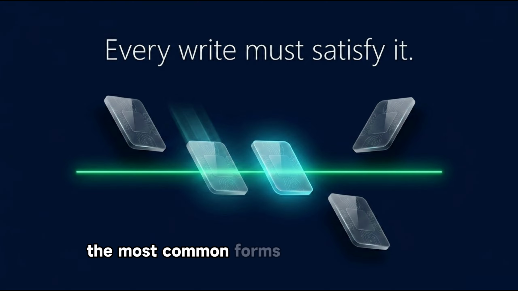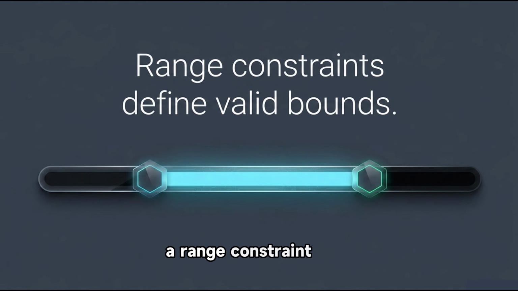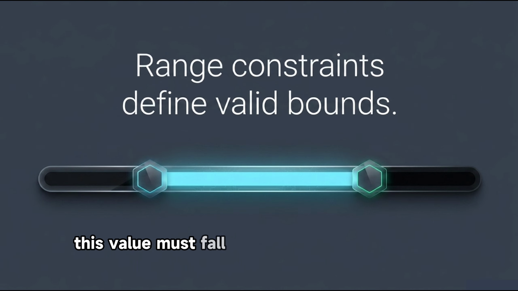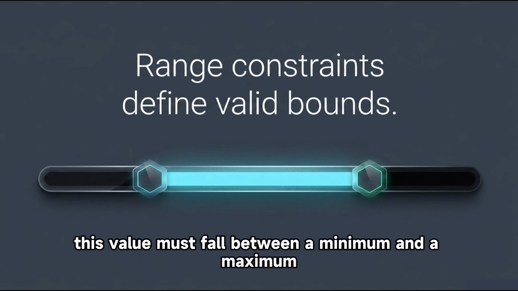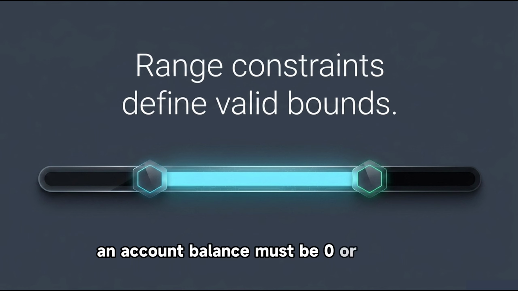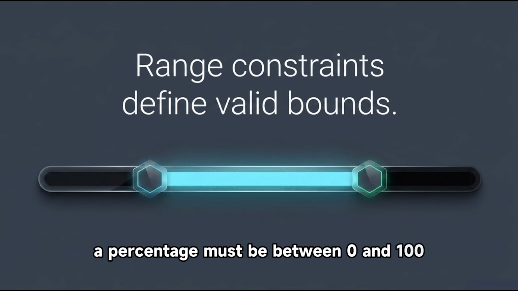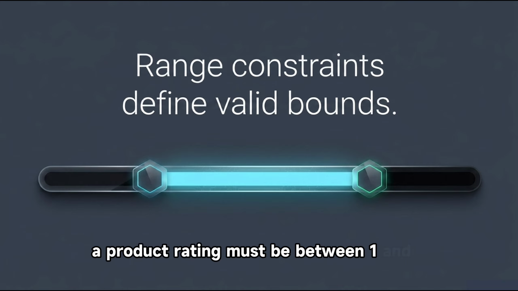The most common forms are simple enough to state in one sentence each. A range constraint says, this value must fall between a minimum and a maximum. An account balance must be 0 or greater. A percentage must be between 0 and 100. A product rating must be between 1 and 5.